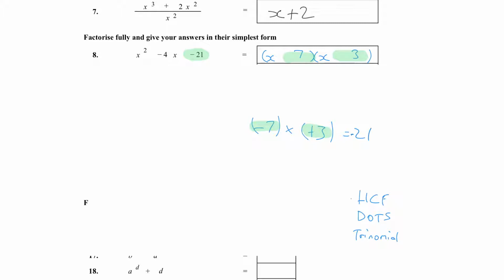And for our middle term, minus 4x, just focus on the minus 4 in front of the x. Does minus 7 plus positive 3 equal minus 4, is our question. If it does, then we're in for a winner. Well, minus 7 plus 3 is indeed minus 4. So, to run through it again quickly, minus 7 times positive 3 gives you minus 21. Minus 7 plus 3 gives you minus 4, the middle term.